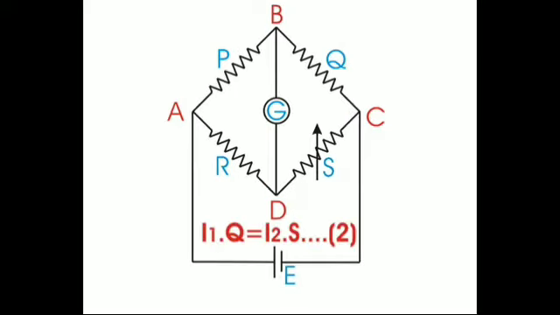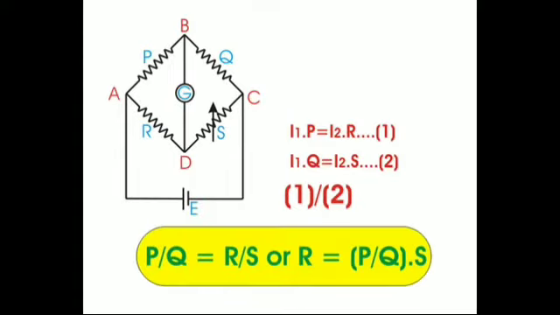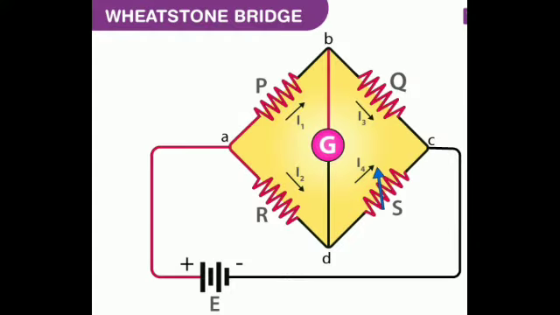Okay. When the points B and D are at the same potential, the bridge is said to be balanced, as there is no potential difference between B and D. No current flows through the galvanometer. Substituting Ig equal to 0 in the equations, I1 is equal to I3, I2 is equal to I4, and I1P is equal to I2R. So (P plus Q) by P is equal to (R plus S) by R. So 1 plus Q by P is equal to 1 plus S by R. So Q by P is equal to S by R, or P by Q is equal to R by S. This is the bridge balance condition.